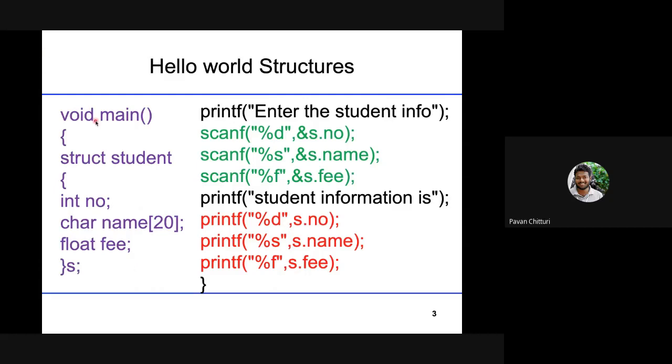So void main. All the declaration has to be done in the local declaration part. So in the local declaration, I am defining a structure and I am declaring a variable, yes. Next I wanted to enter data, so you will write the ampersand of that particular variable, to store in the particular address.